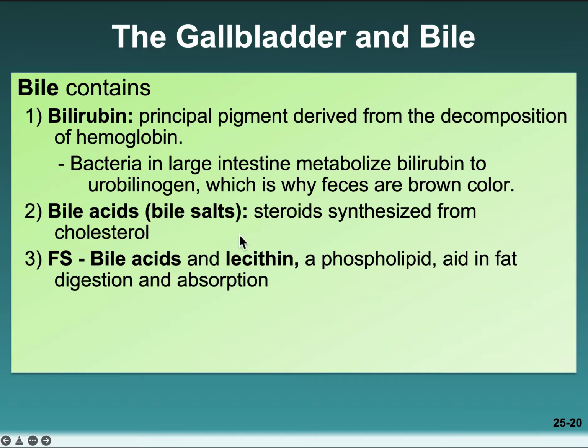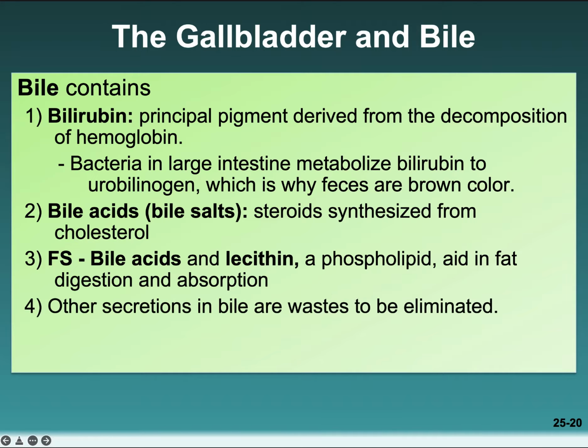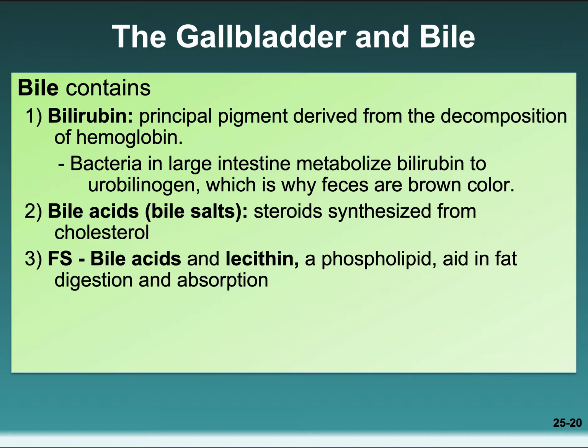So what are bile acids and lecithin doing? Lecithin is a phospholipid, and they're helping to break down fats and absorb them. So the secretions and bile waste are eliminated, but I want to go back to this point. What's going to happen to somebody who's had their gallbladder removed? You've got to think that through. Does it mean that they don't have any bile going into their small intestine? The answer is no. They will have bile being released into their small intestine, but there won't be a large accumulation of bile in the gallbladder.